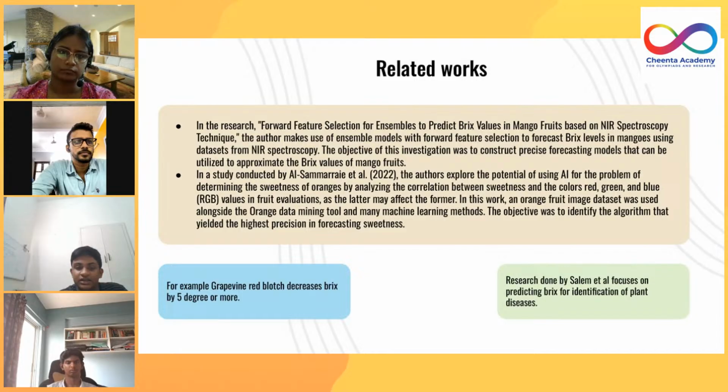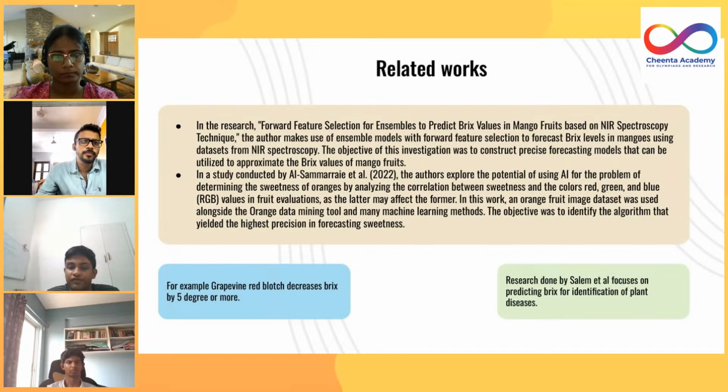In this slide, we discuss some of the related work that has already been done. In a study conducted by Al-Samarai and his team in 2022, the authors explored the potential of using AI for determining the sweetness of oranges by analyzing the correlation between sweetness and the colors red, green, and blue, basically the RGB values of a fruit. In this work, an orange fruit image dataset was used alongside an orange data mining tool and many machine learning methods. The objective was to identify the algorithm that yielded the highest precision.